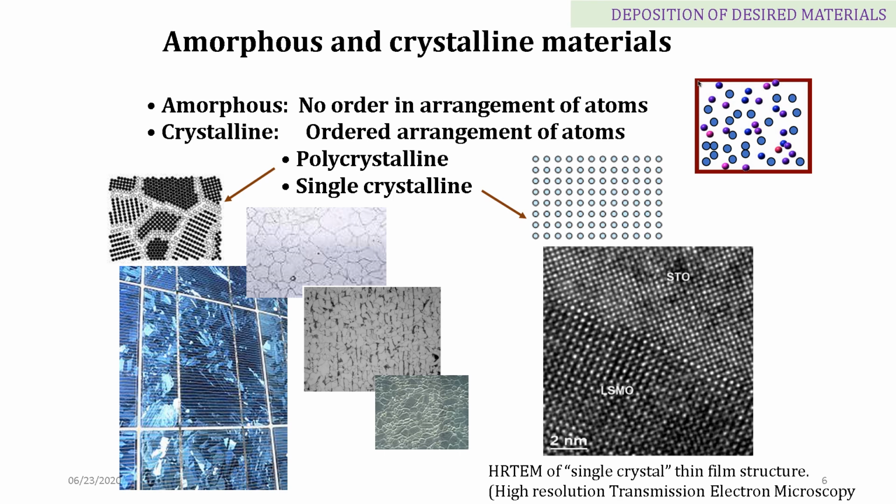But we have single crystal materials, which means all through the material you will have only one particular orientation of atoms, and this is going to give you enhanced properties. What this shows here is a transmission electron image, or micrograph, of a strontium titanate crystal deposited on top of another metal oxide, a complex metal oxide here.